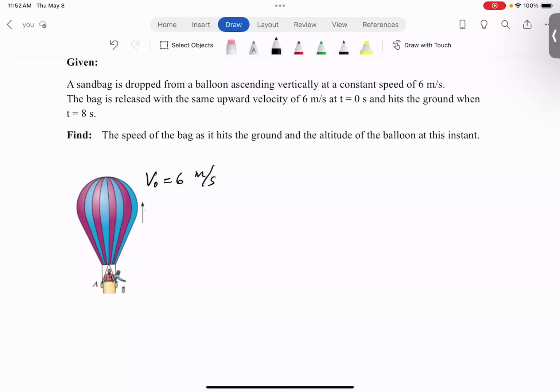It says the bag is released with the same upward velocity at t equals 0 and hits the ground when t is 8. So at t equals 8 it is going to hit the ground here. It takes 8 seconds for this to happen. So what are we trying to find? The speed of the bag as it hits the ground. So just about when this bag is about to hit the ground, what is the final speed of the bag, right? And then the altitude of the balloon at this instant.